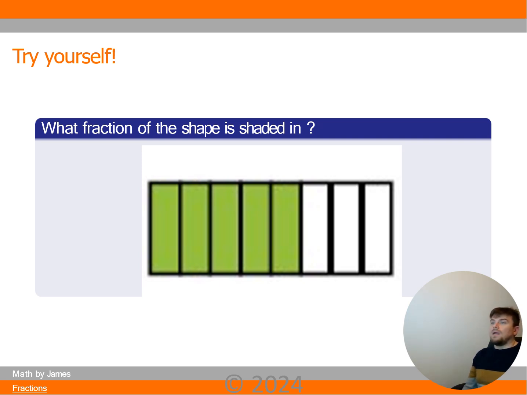So here, what fraction have we got shaded in? We have to think, how many parts have we got in total? So we've got 1, 2, 3, 4, 5, 6, 7, 8. 5 of those are shaded, which gives it 5/8. That's 5/8 here.